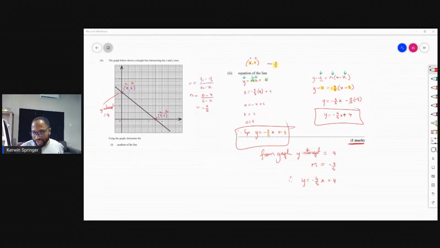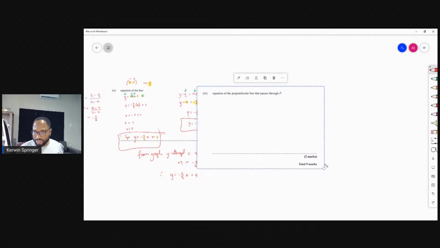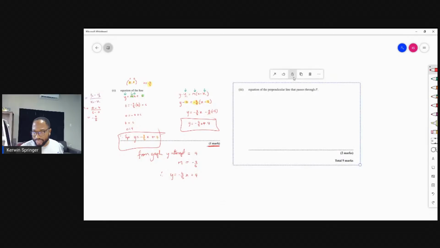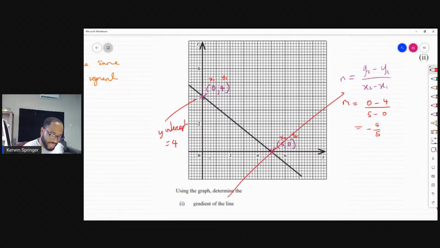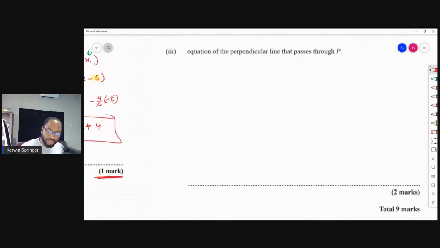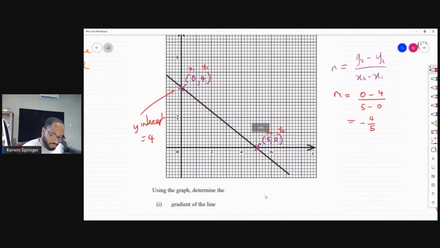Yes, there is. They want you to find the equation of the line that passes through P, but is perpendicular. Let me show you. The equation of the perpendicular line that passes through P. So P is over here. Let's say there's a line that's perpendicular. So there's this line that's perpendicular. They want you to find the equation of this line. But you kind of have everything you need to know already, yeah?